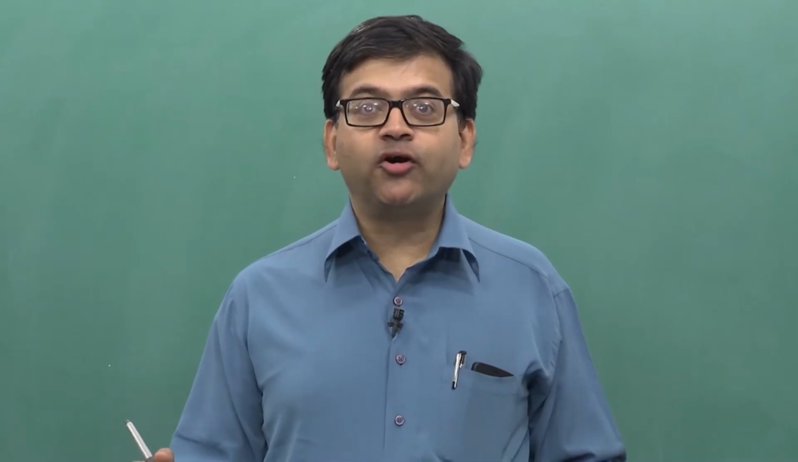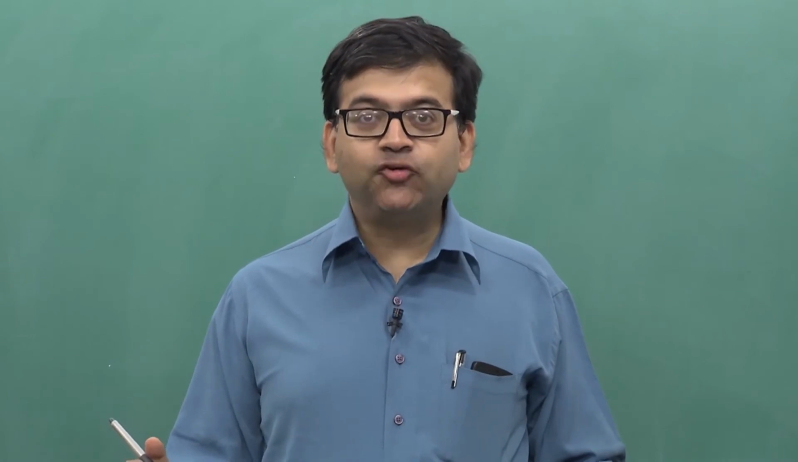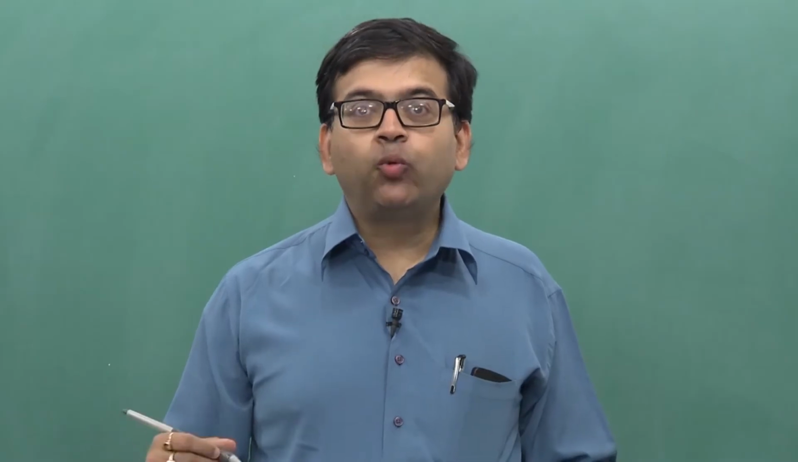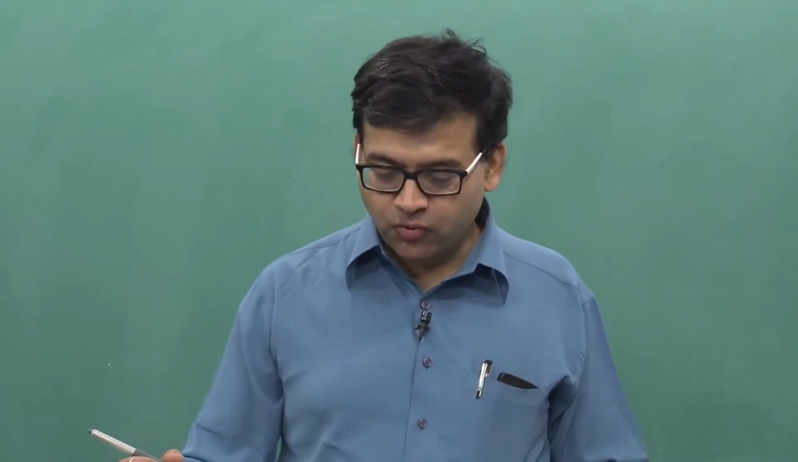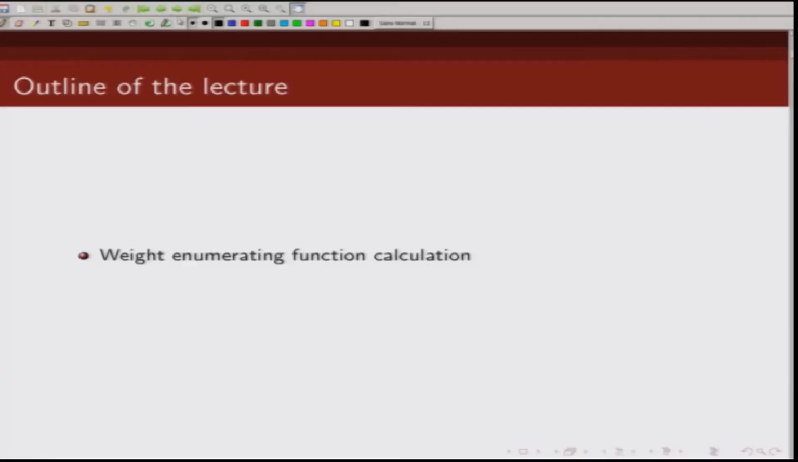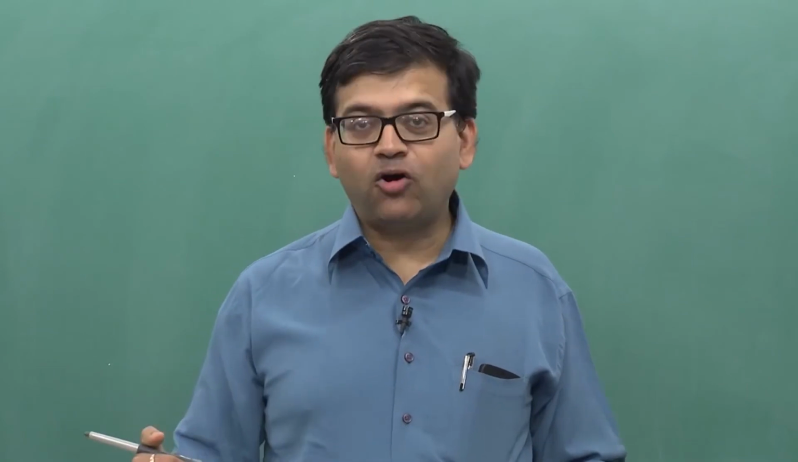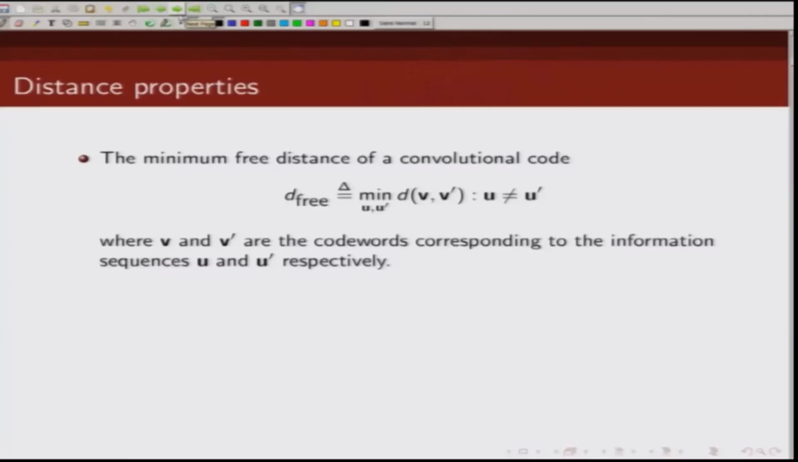Welcome to the course on error control coding and introduction to convolutional codes. In this lecture, we are going to talk about how we can find out the weight distribution of convolutional codes, and we are going to discuss the distance properties of convolutional codes. So, this lecture deals with how we can enumerate the distance profile or the weight distribution of a convolutional code.